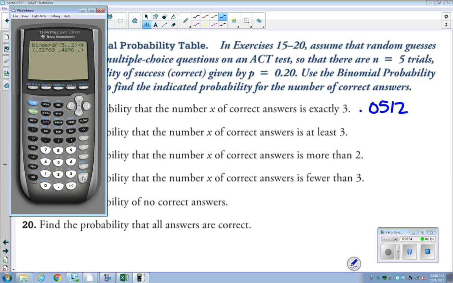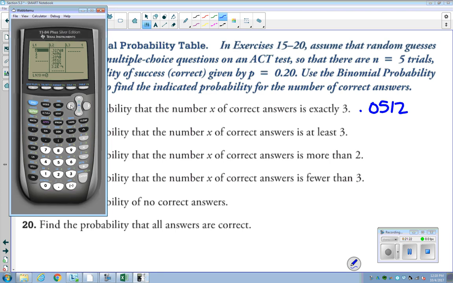But if I go into my list, everybody go to your stat and edit. Well, L2 now has all of those probabilities. It stored it there for you. So you have to fill in, though, L1. You have to fill in L1.